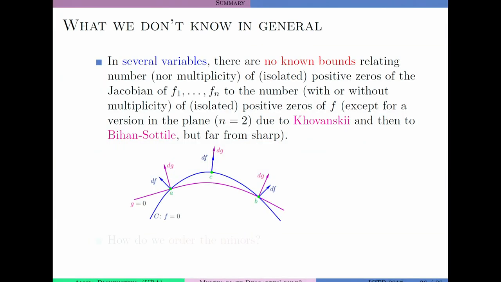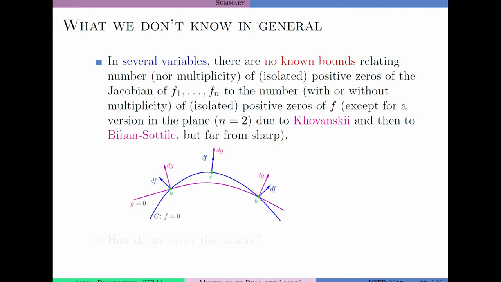Okay. And then let me show you which are the missing pieces to generalize the theorem to many variables. As I tried to explain to you, in one variable, the proof goes using Rolle's theorem and this result that bounds the number of positive roots of F in terms of those of F prime. And in the first result that I told you, we didn't need to order the minors because we took all minors, but there was a Jacobian inside the proof. Okay, I didn't show you why, but there was a Jacobian.